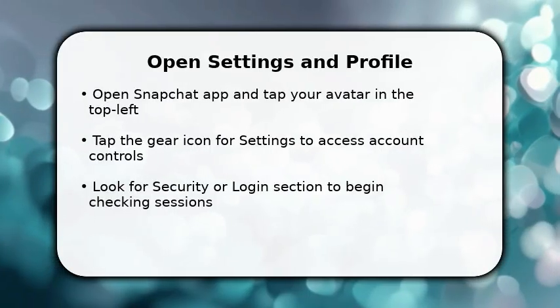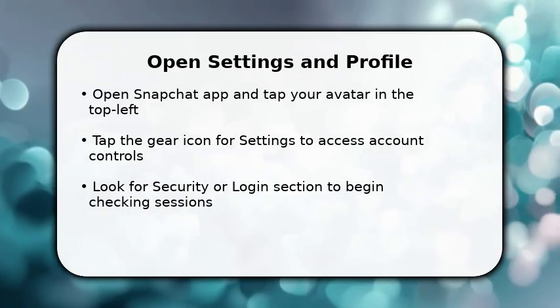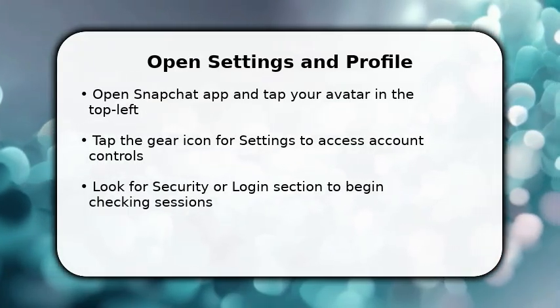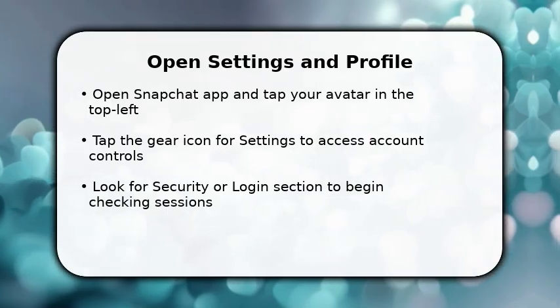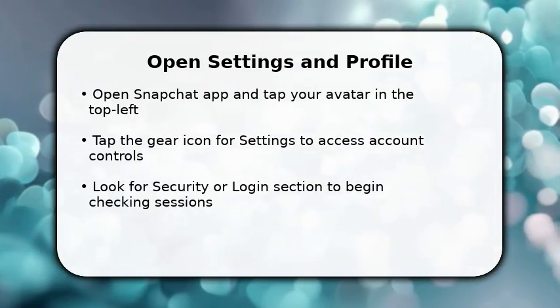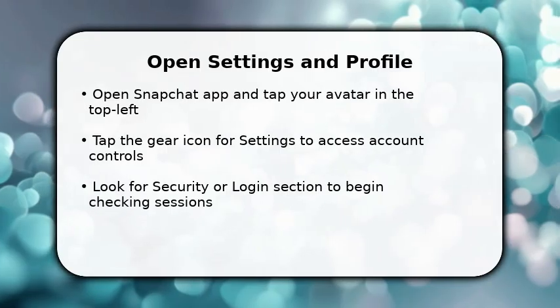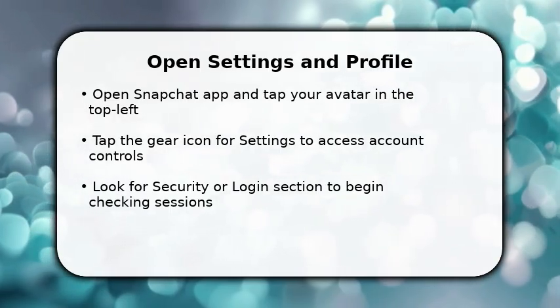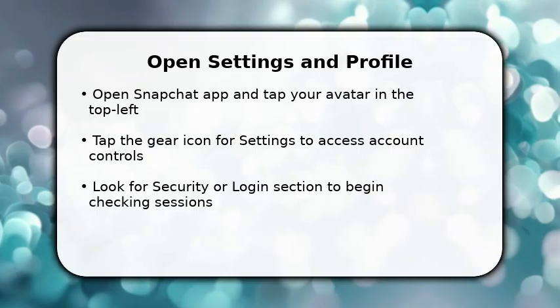You're starting inside the Snapchat app. Tap your avatar in the top left, then the gear icon to open settings. Once done, scroll to the security or login section. That area groups active sessions and device management. You do this now because it's the quickest path to current login details.